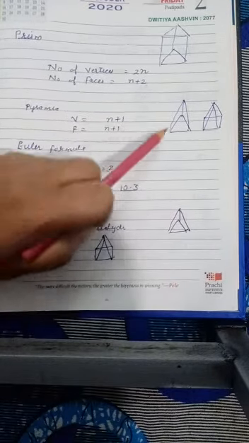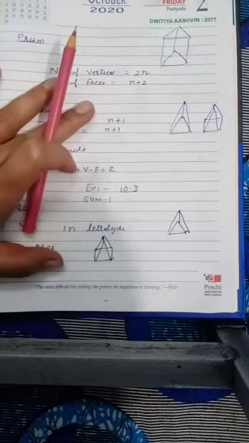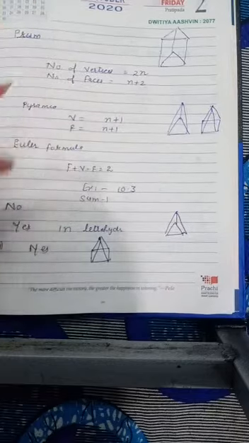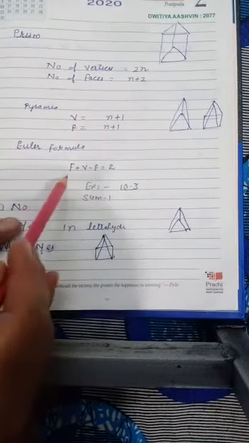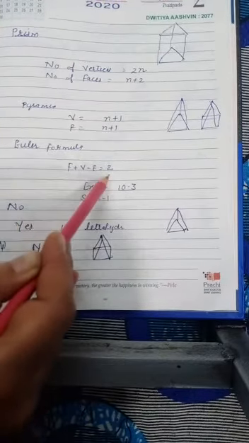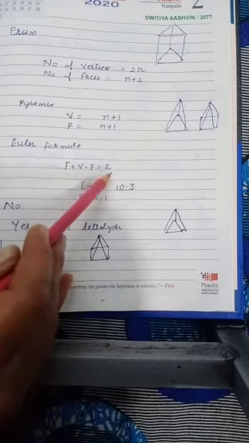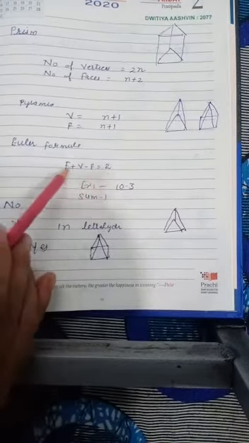Okay, in any polyhedron, one formula is there, that is Euler formula. Euler formula: f plus v minus e is equal to 2. f plus v minus e is equal to 2. How to remember this formula?